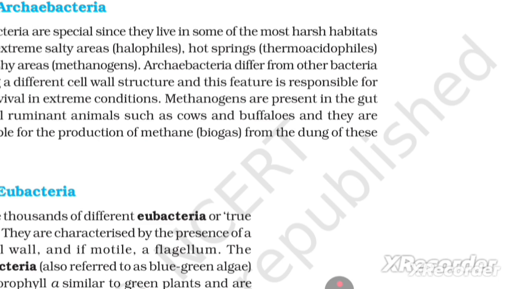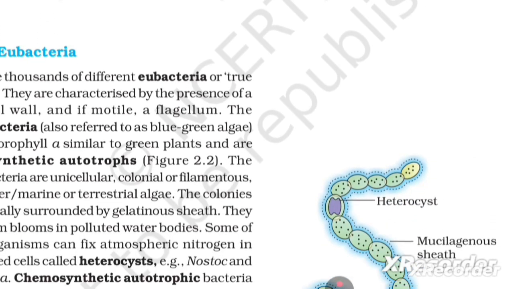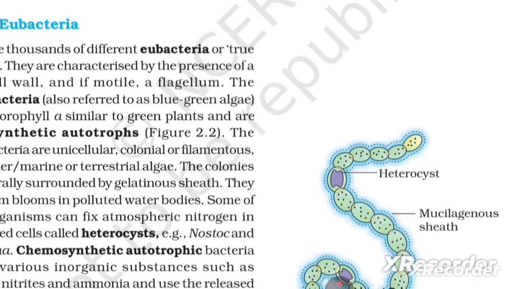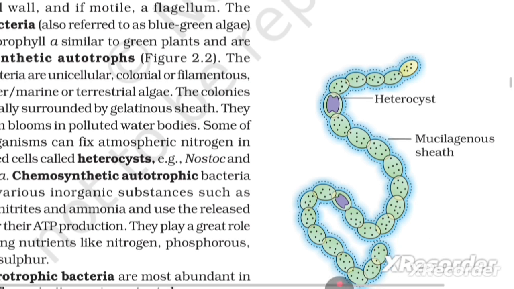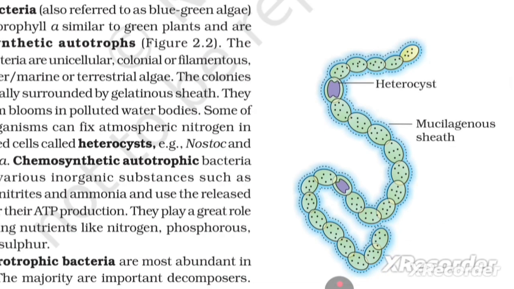Eubacteria. There are thousands of different eubacteria, or true bacteria. They are characterized by the presence of a rigid cell wall and, if motile, a flagellum. The cyanobacteria, also referred to as blue-green algae, have chlorophyll a similar to green plants and are photosynthetic autotrophs. Figure 2.2. The cyanobacteria are unicellular, colonial or filamentous, freshwater, marine or terrestrial algae. The colonies are generally surrounded by a gelatinous sheath. They often form blooms in polluted water bodies.